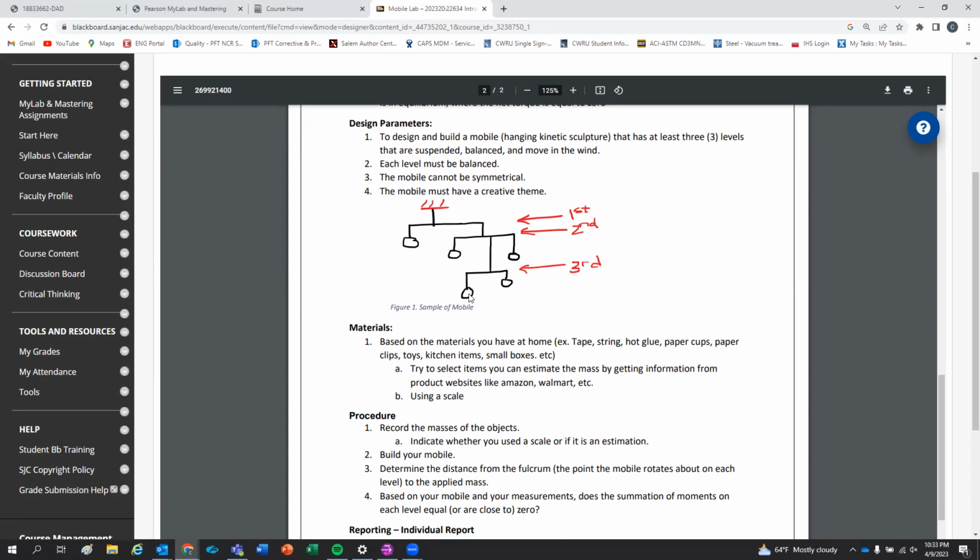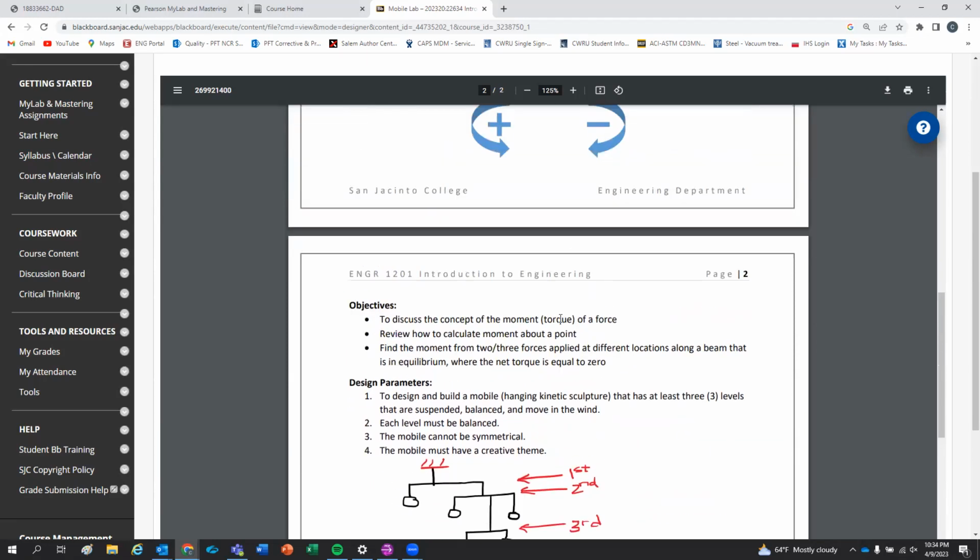not just see, but explore and also experiment with weights and distances in order to create a balance on your mobile. And so obviously I'm simplifying it for you, but do a little research so that you can understand truly how force works with distance and what a moment does exactly.